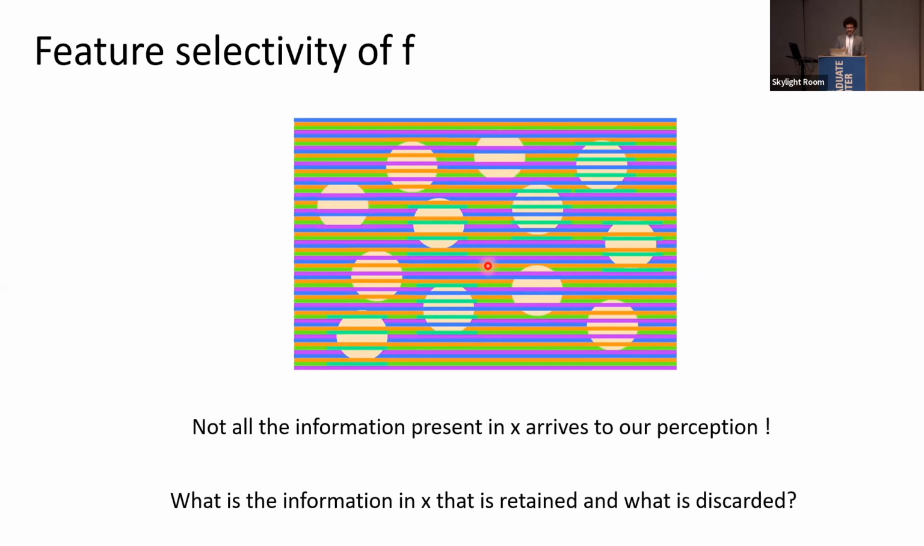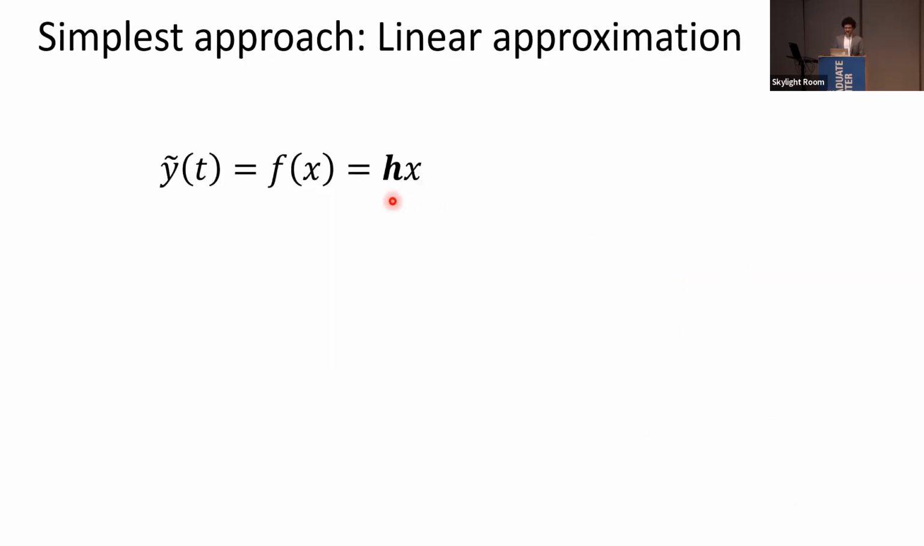And so when studying perception, we want to understand what part of the information in X is retained by perception and what part of the information is discarded. People tried to do this in the past by approximating the function F linearly, writing the response Y just as a linear projection of the stimulus X on some linear filter that here I call H.